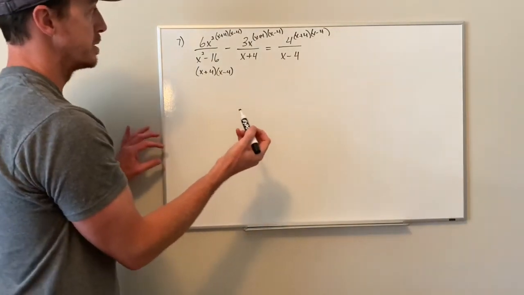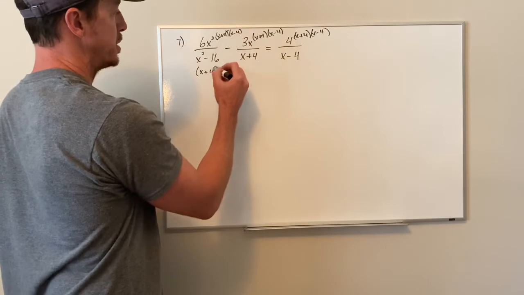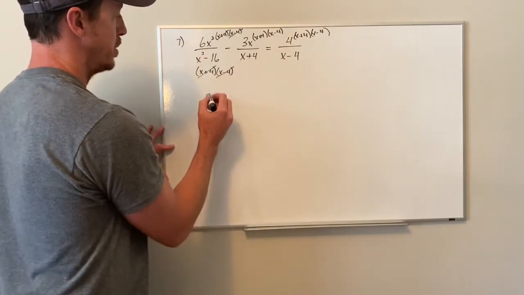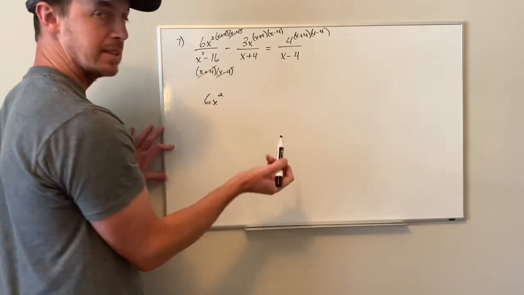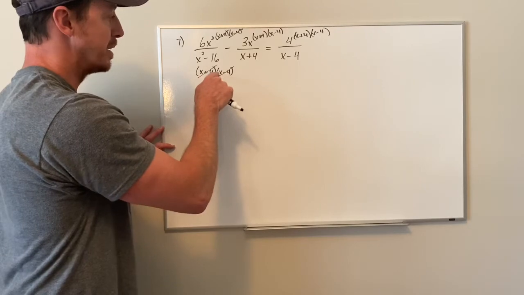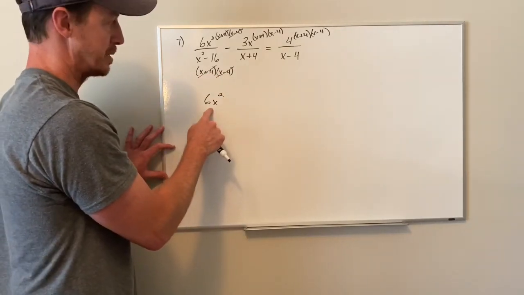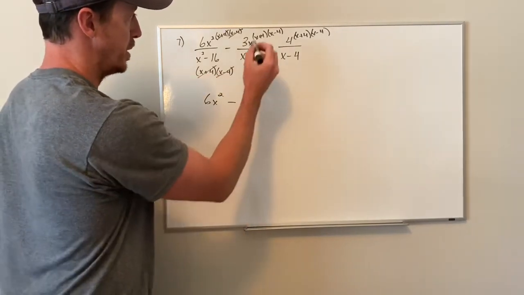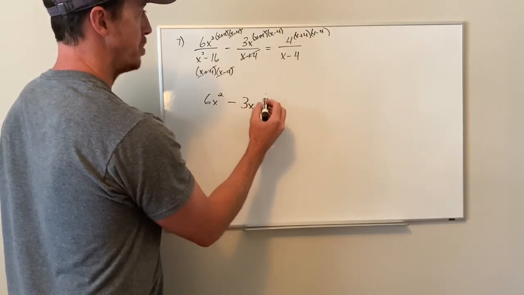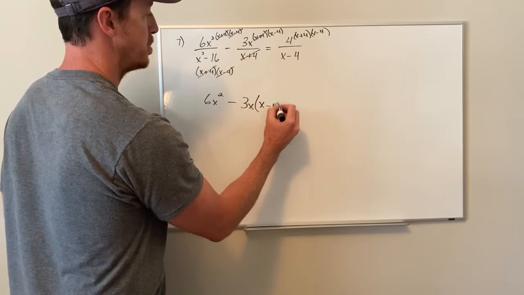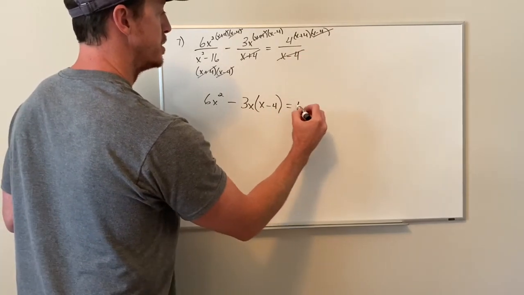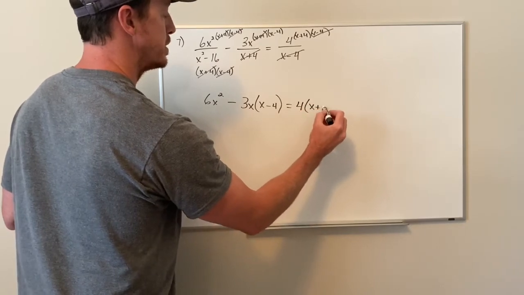So for instance, x plus 4 cancels x plus 4 and x minus 4 cancels x minus 4. So I would just have the 6x squared there. In other words, since that denominator wasn't missing anything, I didn't put anything with the 6x squared. Same thing here. The x plus 4s would cancel, which means that would be minus 3x times x minus 4. Over here, the x minus 4s cancel, so that would be 4 times x plus 4.